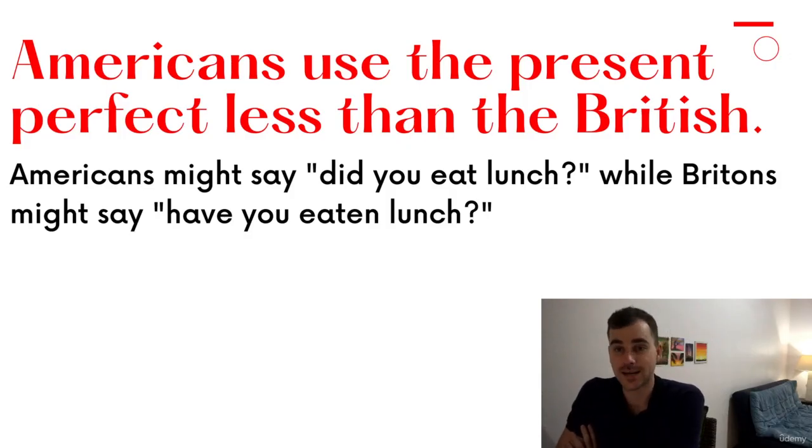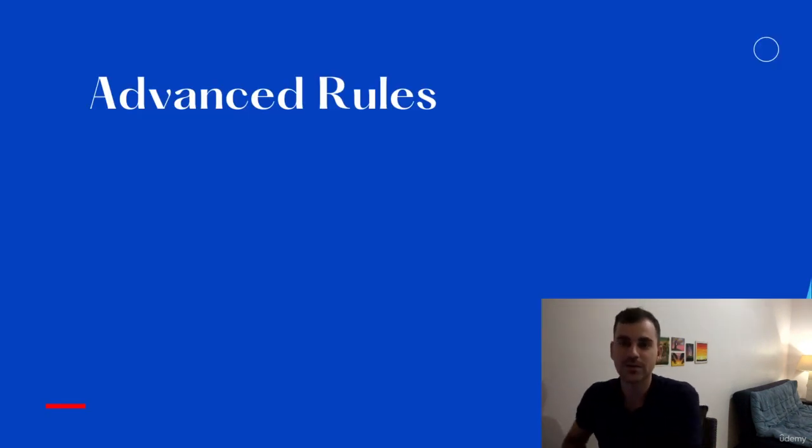An interesting fact is that Americans use the present perfect less than the British. So Americans might say, did you eat lunch? While the Britons might say, have you eaten lunch? So those are the basic rules for how to use the present perfect. If you would like to stick around and learn some more of the advanced rules, I think it will open your mind and let you know all the possibilities of this tense.